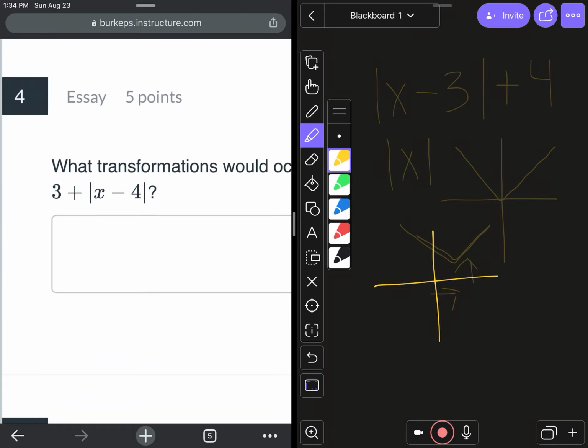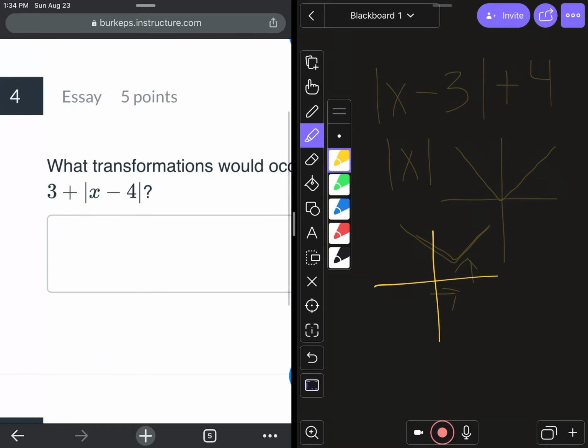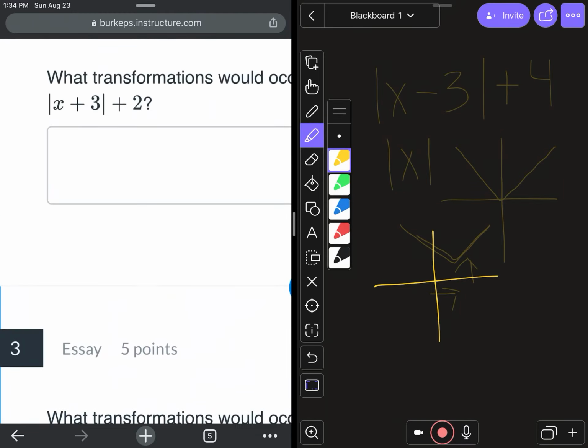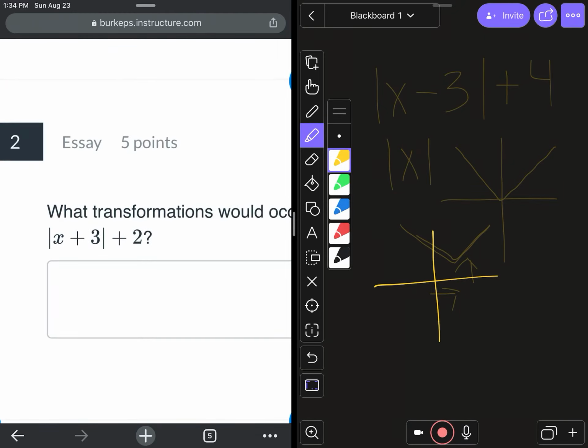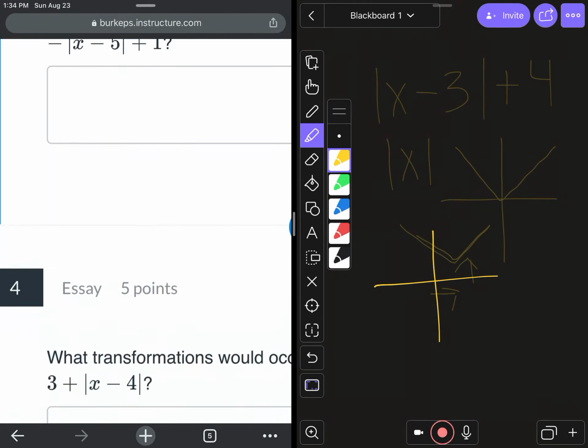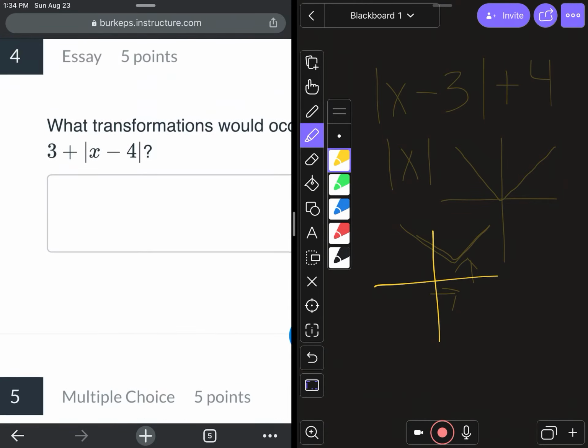And let's see what we got here. Number 4, same concept. 3 plus absolute value of x minus 4. They just flipped the 3 and they put it out front. You know, we're used to seeing it like this, where it's at the end. They just took that number outside the absolute value and put it out front, but it doesn't change anything.